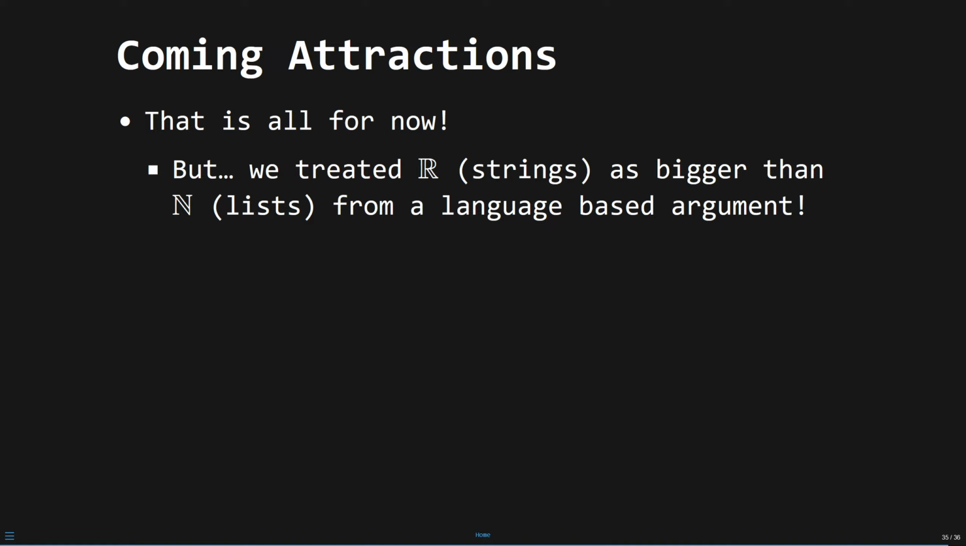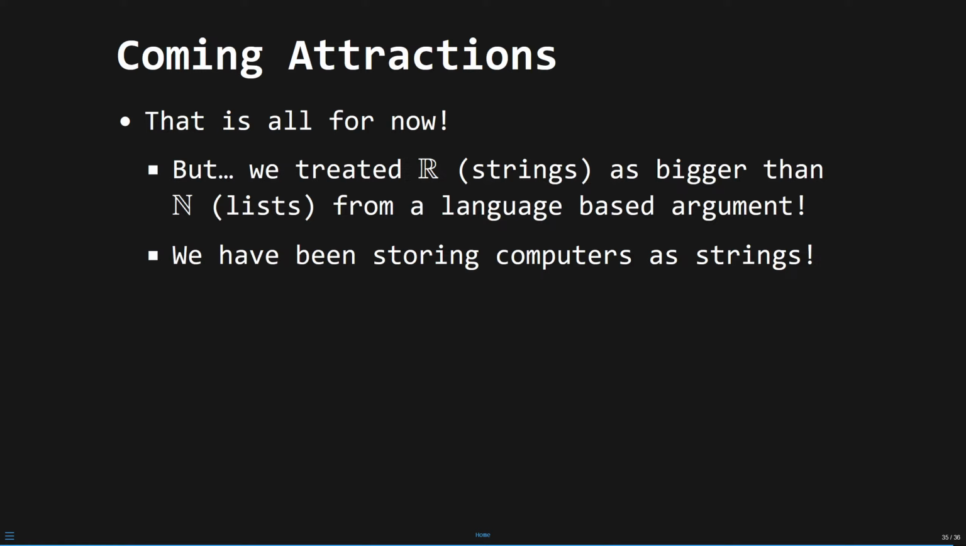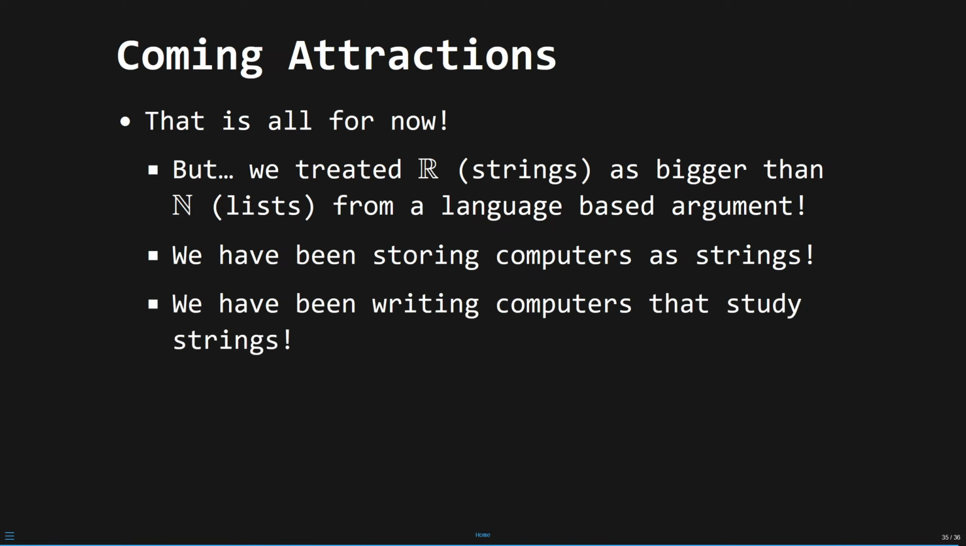Can I write down every digit of pi with a Turing machine? We've also been storing computers as strings. And we haven't really specified, if all of these computers we can store as strings, how big we need the alphabets to be, and how many tapes we need to store them on, right? And then we've also been writing computers that study strings. And okay, so this means it's strings all the way down, right? And we just treated strings as being much more similar to R than to N, which means we might be dealing with things that look an awful lot like the real numbers.